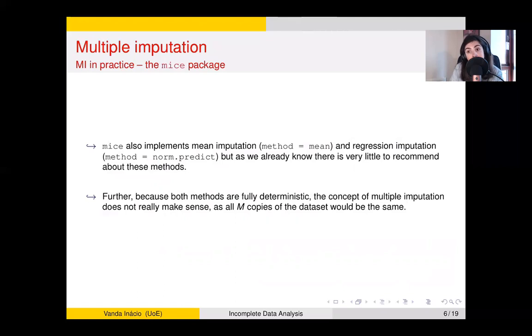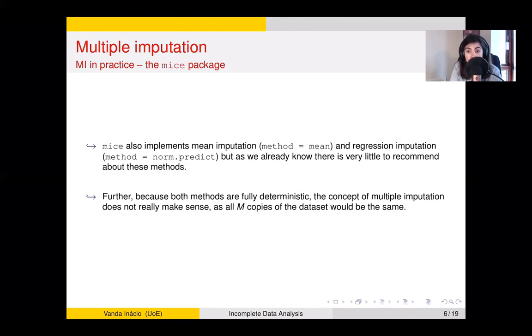regression imputation. But going back to week 3 and week 4, we know that there is very little to recommend about mean imputation and regression imputation. Well, mean imputation is, we have seen, possibly the worst method to handle missing values. And regression imputation, just by doing regression imputation, we see that we also have some problems. We lack variability, imputed values lack variability, the correlations are artificially increased. So we also have several problems. It is not as bad as mean imputation, but it's not good.